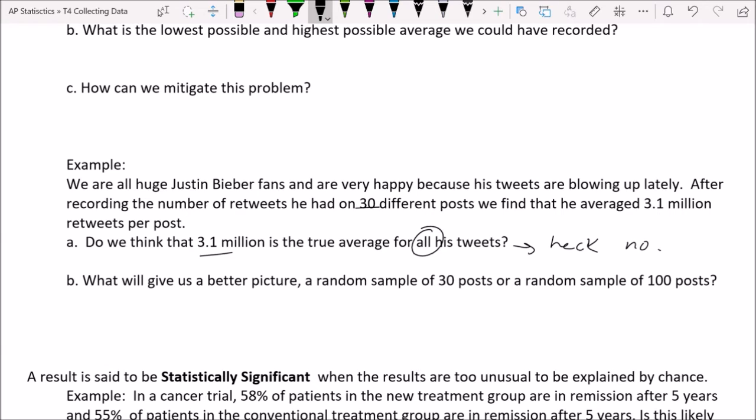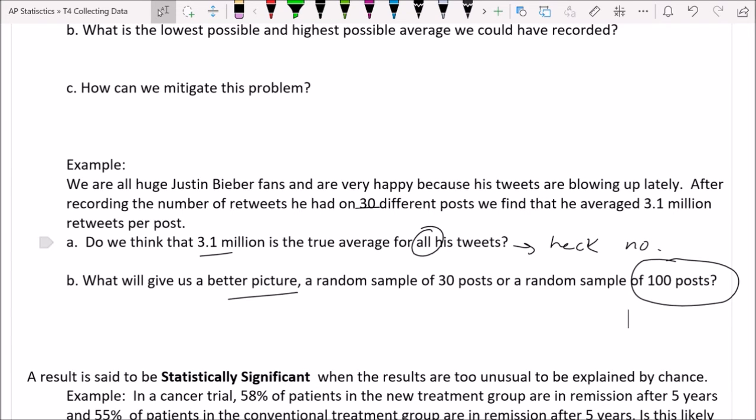Okay, and then the second question, hopefully you can answer that one. What would give us a better picture, and I don't mean literally a photograph, I mean like a better idea of what the truth is? Would a random sample of 30 posts or a random sample of 100 posts be better? Okay, when it comes to sample size, more is better. I'm going to say if you can afford it, more is always better. And in this case, we could probably afford the time to look at a few additional posts. So more is definitely better. Looking at all of his posts would be the best, but that could take way too long.